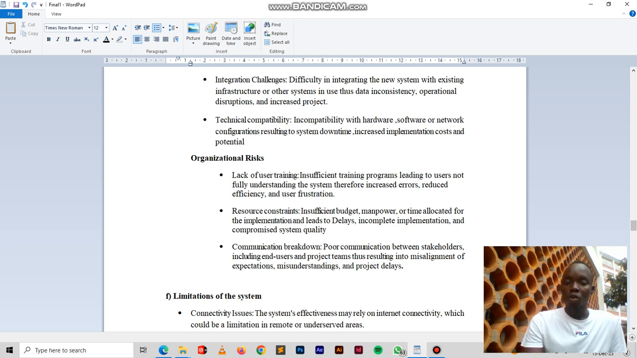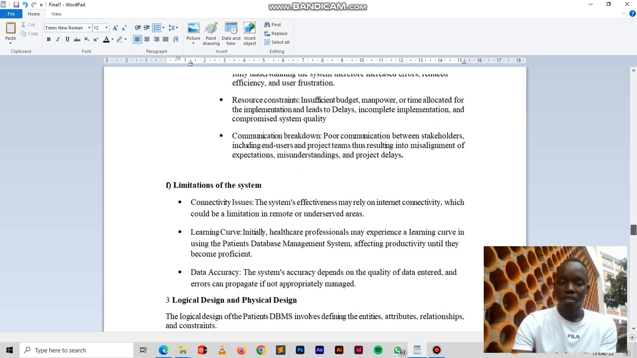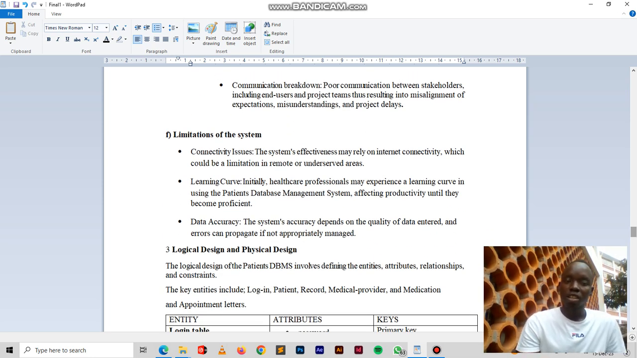Resource constraints, communication breakdown, the limitations of the system, and connectivity issues, since the system relies on the internet to work well. If there is no internet, the system cannot work. Also, if there is no electricity, the system cannot work, meaning information cannot be accessed sometimes due to such issues. Information can also be inaccurate because some patients can try to hide their information.